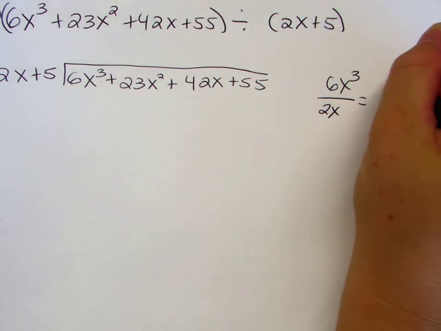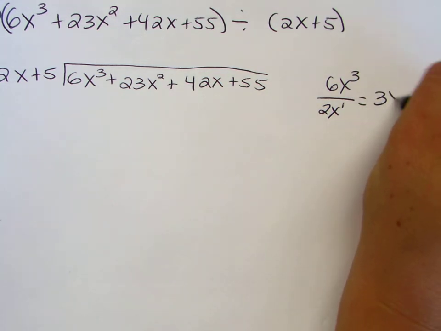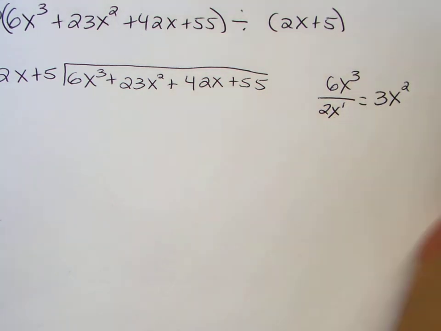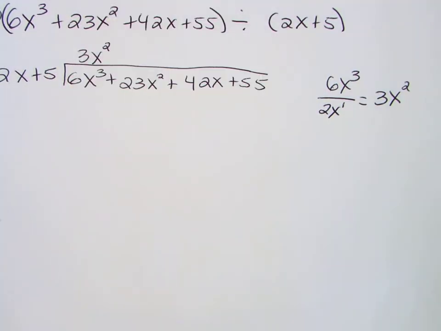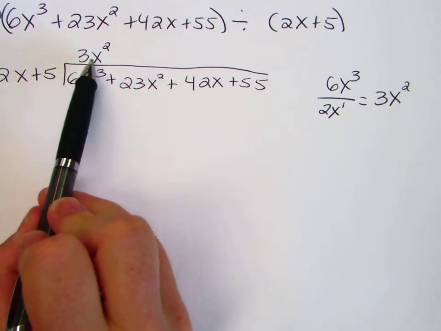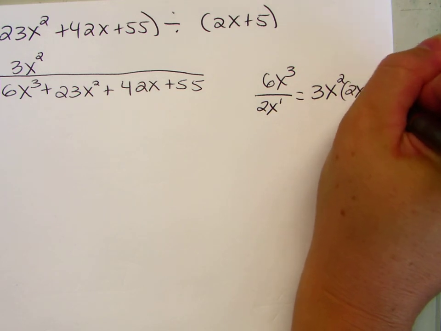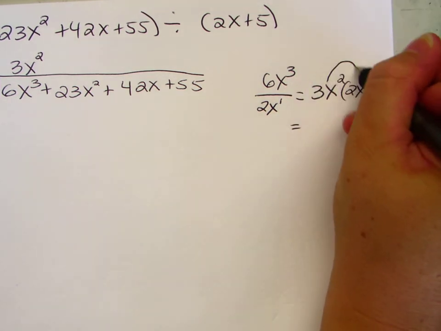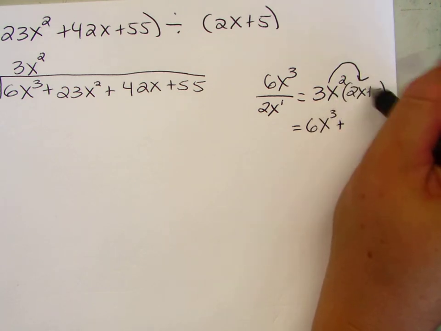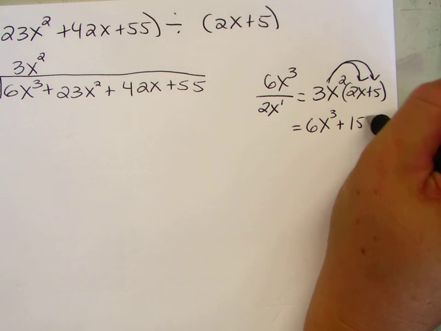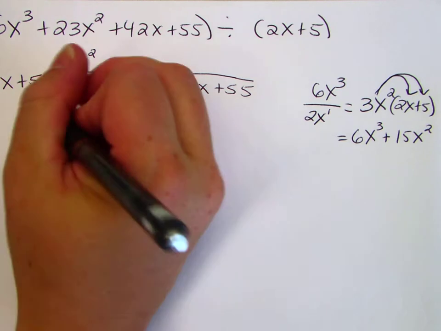6 divided by 2 is 3. And then again, remember, you subtract exponents. 3 minus 1 is 2, so x squared. You divide, your answer goes up top. Then we distribute. We're multiplying 3x squared times 2x plus 5. 3x squared times 2x is 6x to the third, plus 3x squared times 5, 15x squared. You multiply, that number goes underneath.